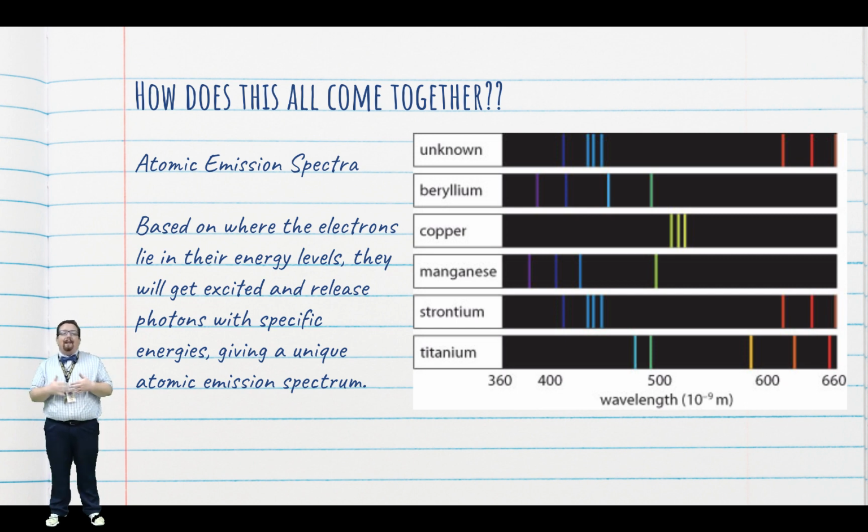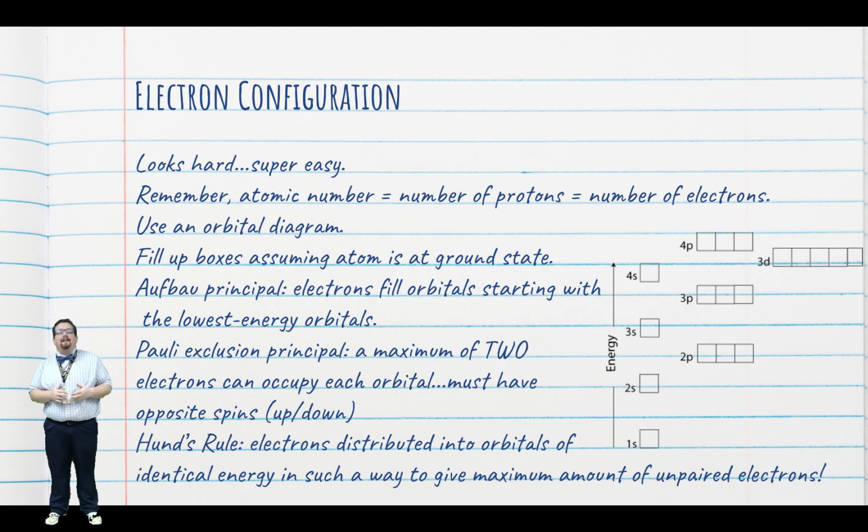When they get excited and go back down to the ground state, they emit very specific wavelengths of light. And when we look at that light through a spectroscope or a diffraction grating or even a prism, we can see those bands of light and identify which atom is being excited. So let's take this a bit further.